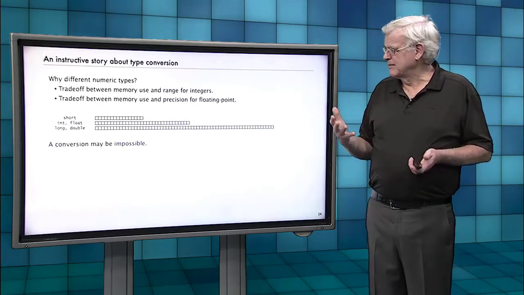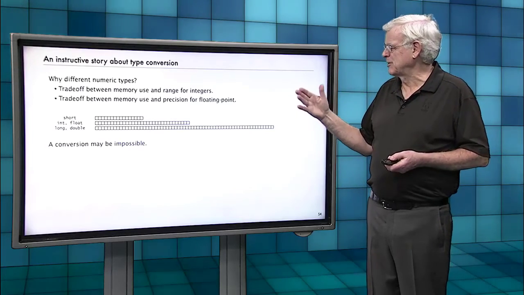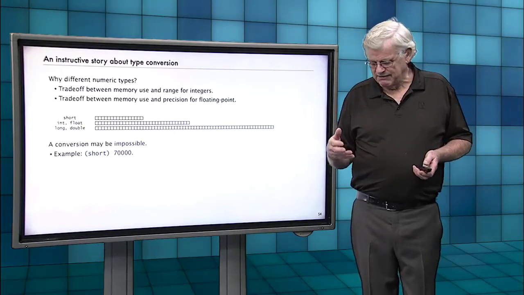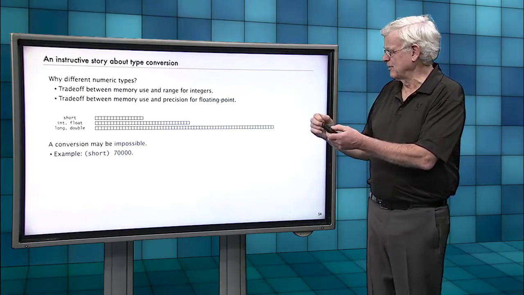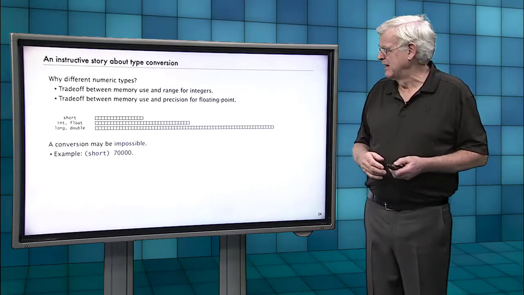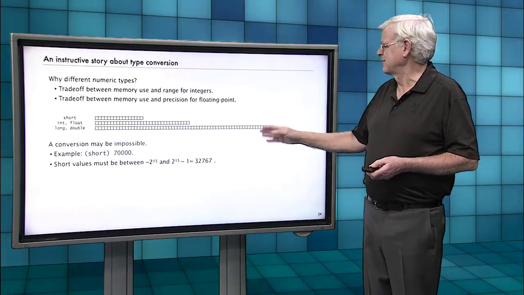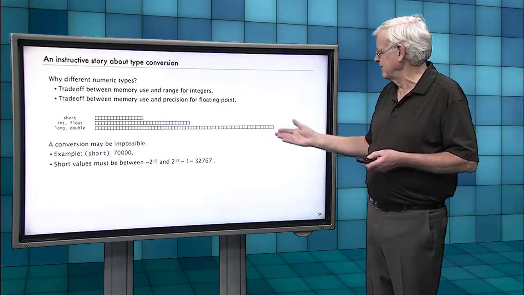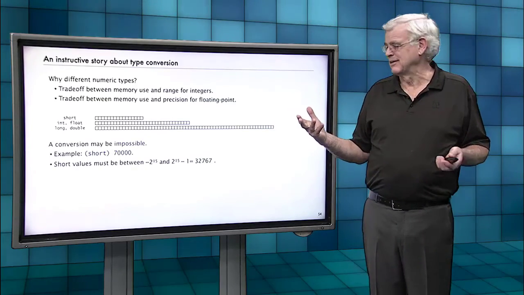Now, because of the restrictions on the range, it might be impossible to do a conversion sometimes. So for example, say I have the number 70,000 and I say, okay, I want to cast that to a short, so I could write short 70,000. Well, that's not possible because short values have to be between minus 32,768 and 32,767. There's only 16 bits. Can't do that conversion.